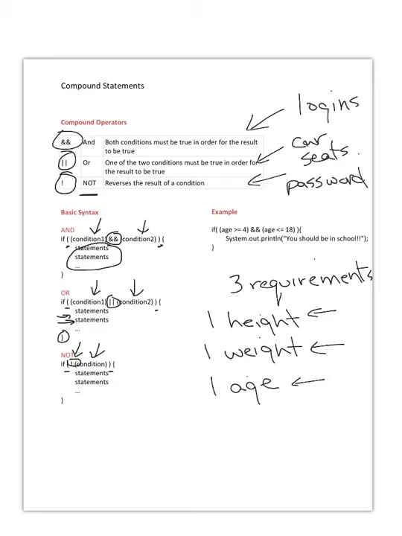Okay, and just a very quick example here: if a student is supposed to be in school, we have a requirement that they must be greater than or equal to 4 years old, and they must be less than or equal to 18 years of age. If both of those conditions are true, then they should be in school, so we want to perform that statement. Again, you can see the opening bracket, the closing bracket, and then each condition has its own bracket around it with the and symbol in between.